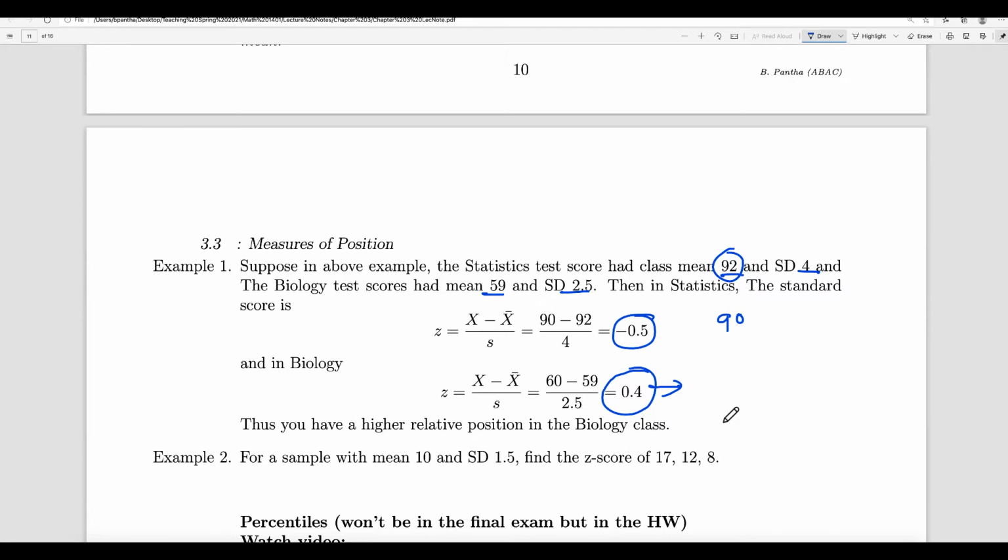Your position in the biology is better than in the statistics.